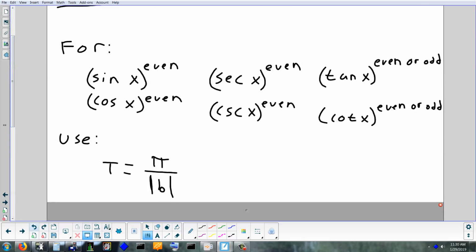Because I don't have them memorized, can I just use that formula if I need to? Yep. There's two formulas. It's pi over b and 2 pi over b. I put b in absolute value because if b was negative, you never use it as a negative.